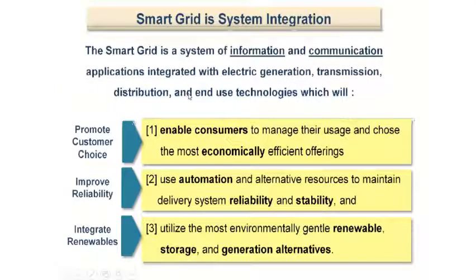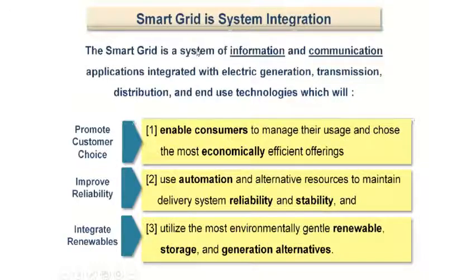So if you are using a smart grid, then the smart grid has to first of all do system integration. All the systems have to be integrated together and the information and communication has to take place, which will enable consumers to use the resources economically. And because automation is used in the smart grid, being automated, the system will become more reliable and more stable. Moreover, the smart grid integrates the renewable energy resources, which are environment friendly, and thus the generation alternative will be available in the form of storage and renewable energy sources.